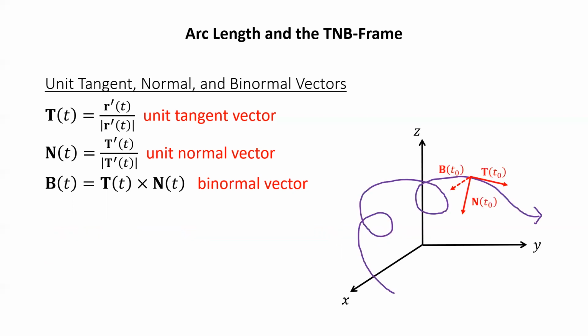Here's a picture of an arbitrary curve illustrating what T, N, and B might look like at a point t0. Notice that all three of these vectors are mutually orthogonal to each other. This is known as the TNB frame.